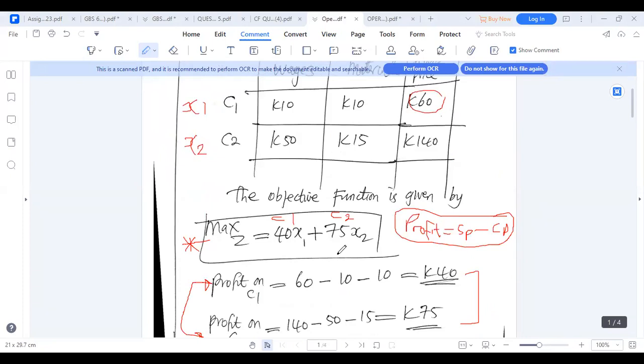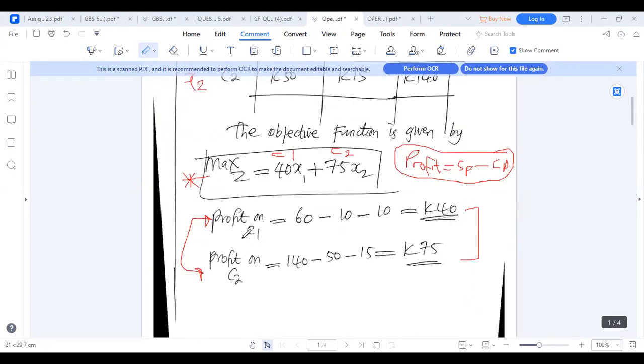actually was given by this one. We are saying profit on C1, we are trying to make sure that we formulate the linear programming.